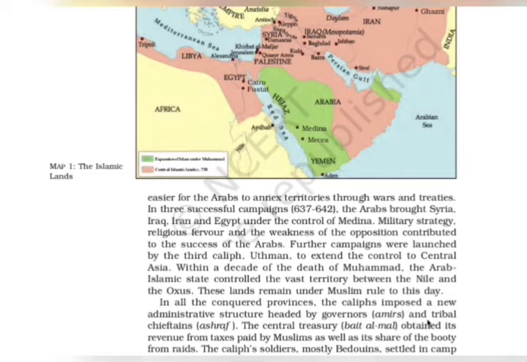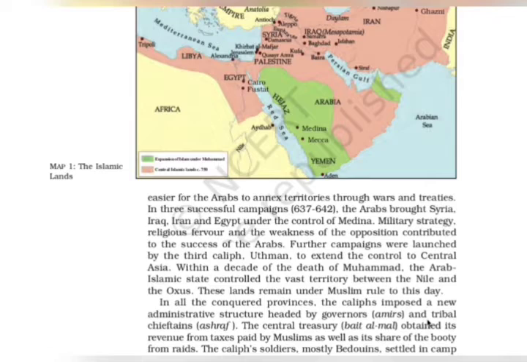Further campaigns were launched by the third caliph, Uthman, to extend the control to Central Asia. Within a decade of the death of Muhammad, the Arab Islamic State controlled the vast territory between the Nile and the Oxus. These lands remain under Muslim rule to this day. In all the conquered provinces, the caliphs imposed a new administrative structure headed by governors, amirs, and tribal chieftains, ashraf.